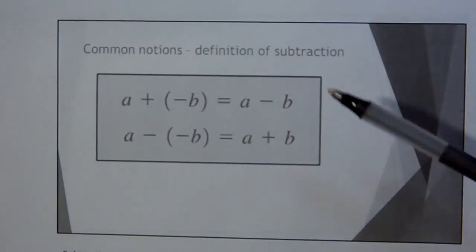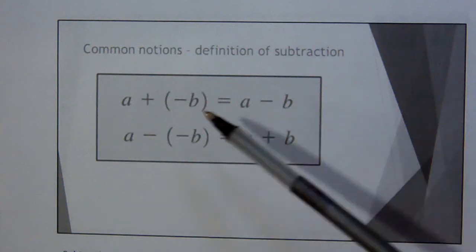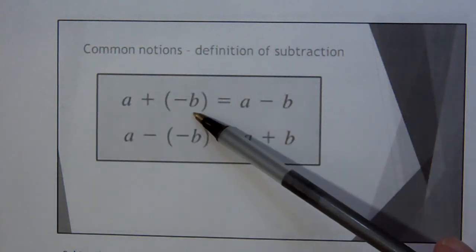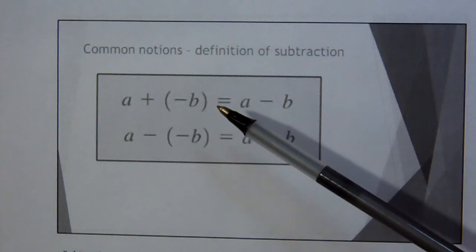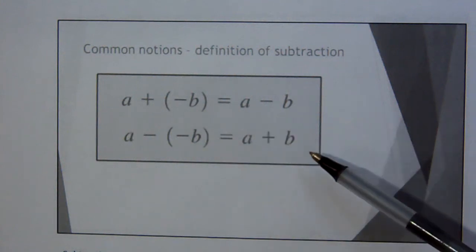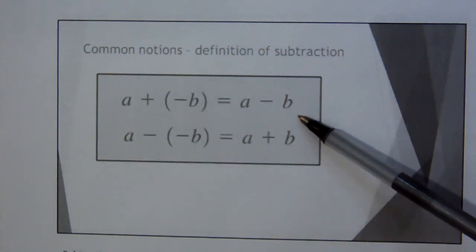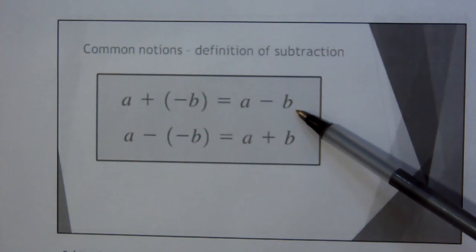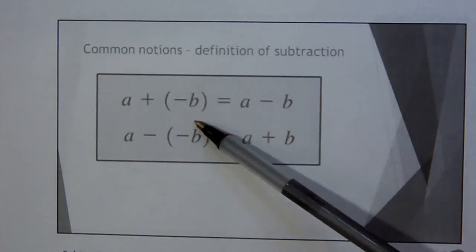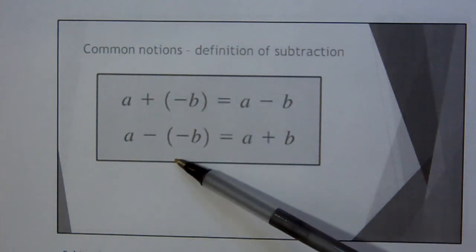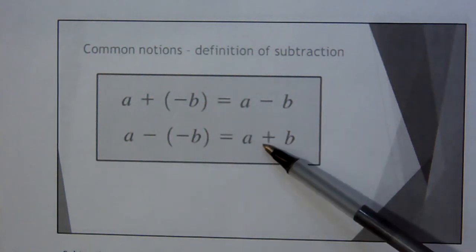Subtraction is defined as a minus b is a plus the additive inverse of b. So subtraction is simply adding the additive inverse. For example, 3 minus 5 is the same thing as adding 3 to negative 5. 3 minus a negative 5 is the same as adding 3 to 5.